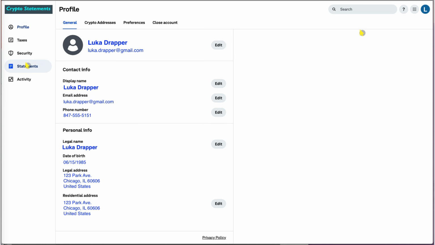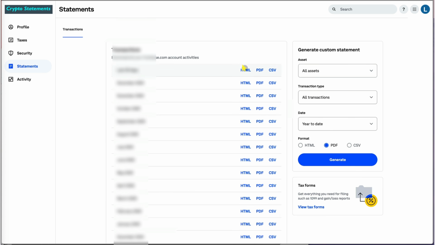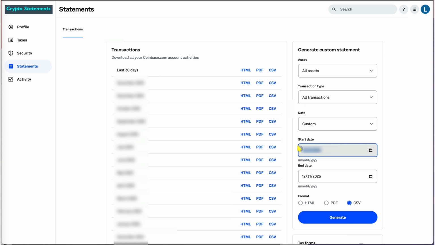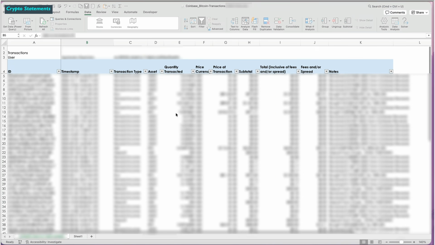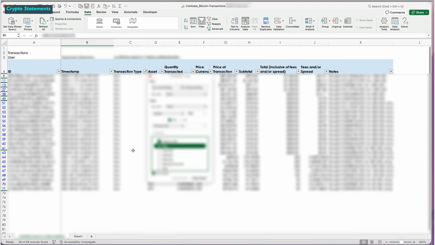Another important section under your profile is Statements. Here you can view and download your monthly statements. You can also generate a custom report that combines your transactions. I will download a CSV file for all of my crypto activity by selecting the date range and clicking Generate. The file will include all transactions, dates, amounts, and related details.